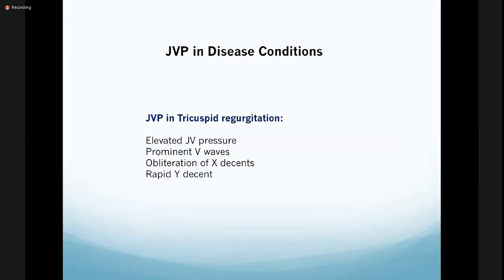Now comes to JVP in disease conditions. We already discussed all the things in the subsequent few slides. I just like to compile. JVP in case of tricuspid regurgitation, what happens? We all know JVP should be elevated. There is prominent V wave, obliteration of X descent, and there is rapid Y descent. It is frequently asked in the examination.